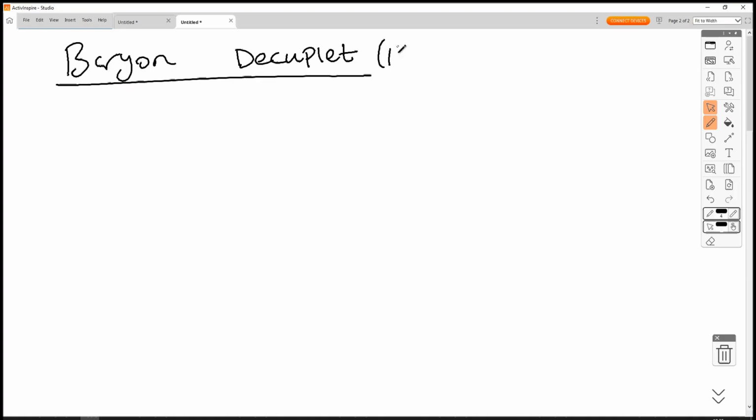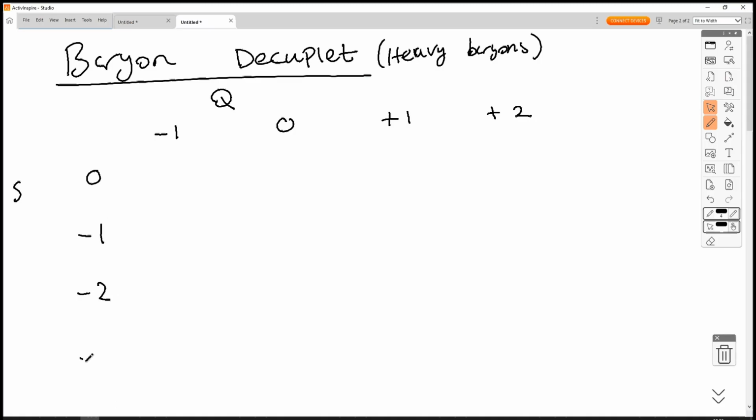And here in brackets I'll put, these are the heavy baryons. So to do this one, we're going to put charge at the top and then do -1, 0, +1, +2. And then on the side, we're going to put strangeness. So we put 0, -1, -2, and -3.